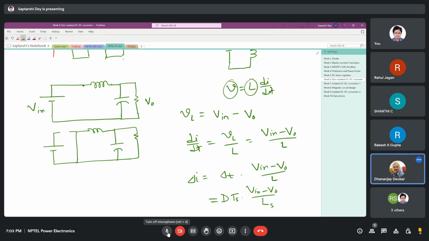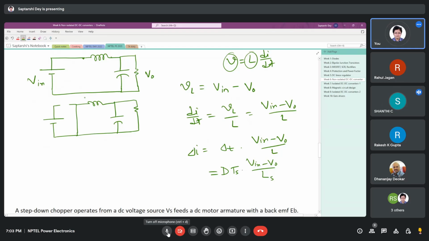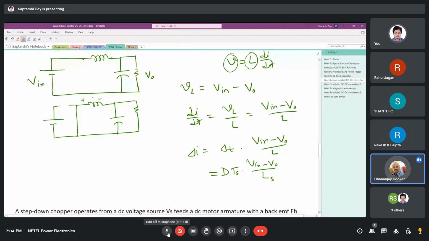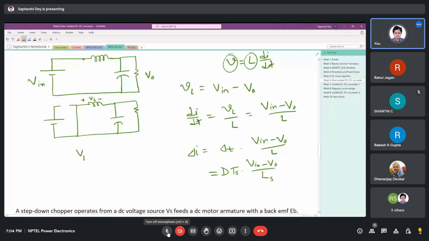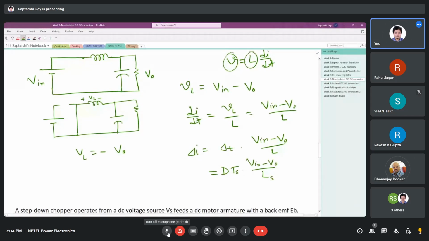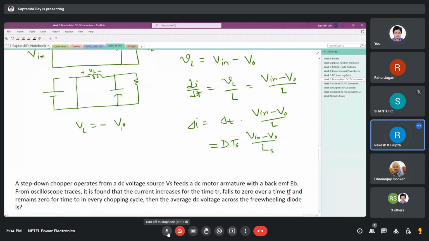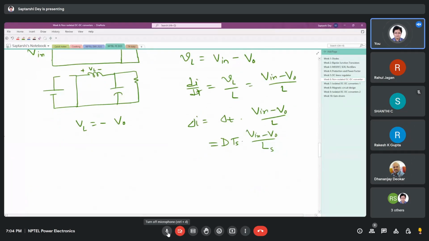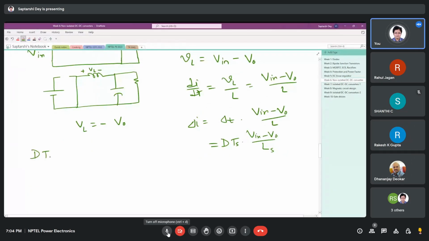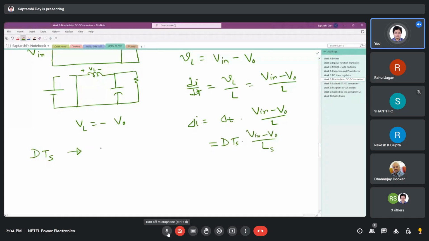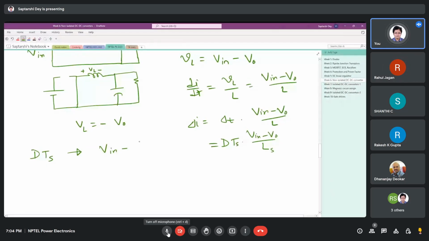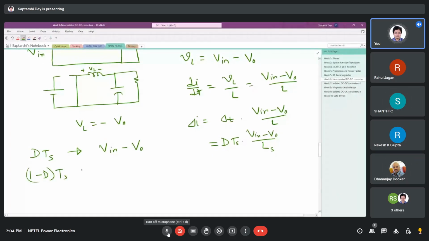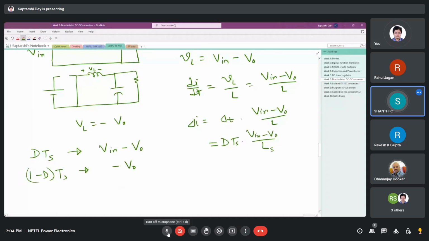Yes, sir. So during the turn off time, shall we use the same equation? What is happening is that Vin will be 0, so my VL is minus VO. So what is happening for dTs period of time? My inductor voltage is Vin minus V0. For the rest of the time, 1 minus D times Ts, it is minus V0.